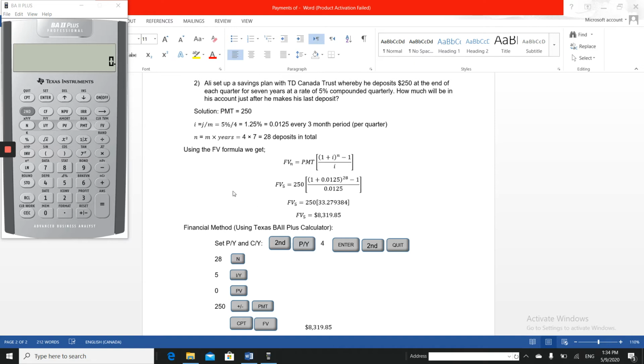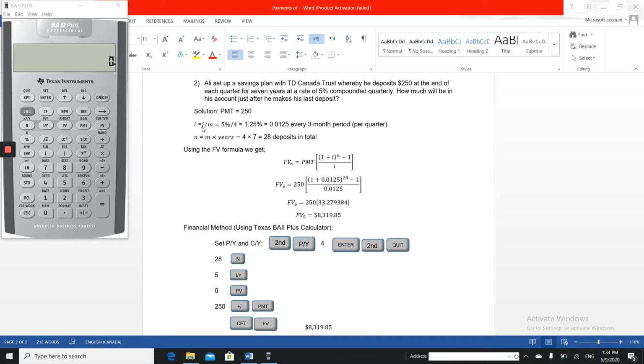To find the future value of an ordinary simple annuity, I can use this formula. I have the information about the amount of each payment. The amount of each payment is $250. I need to find I and N.